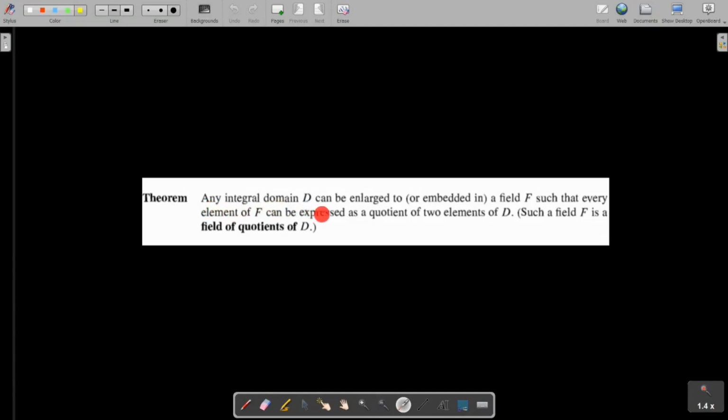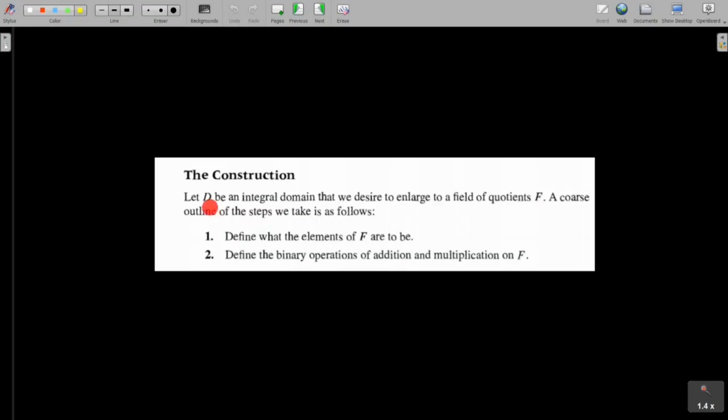In the last class, we were proving the theorem: any integral domain D can be enlarged to a field F such that every element of F can be expressed as the quotient of two elements of D. Such a field F is a field of quotients of D. So, given an integral domain D, we have to construct a field of quotients F.